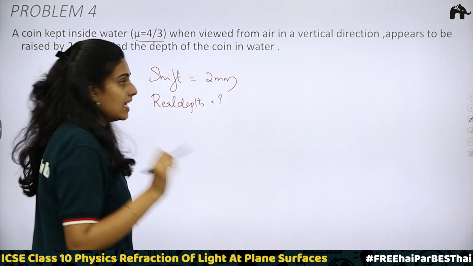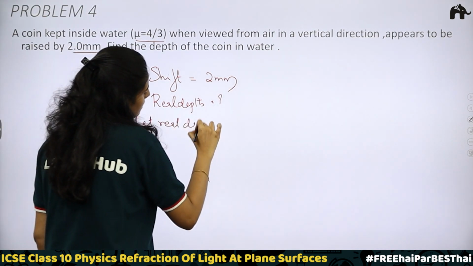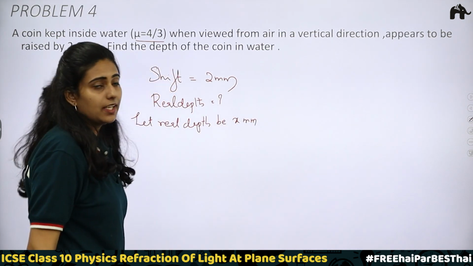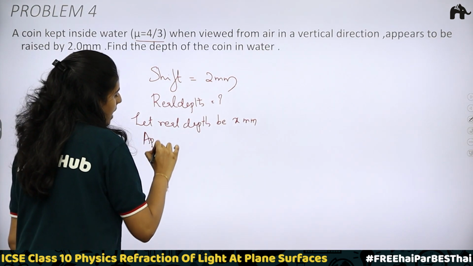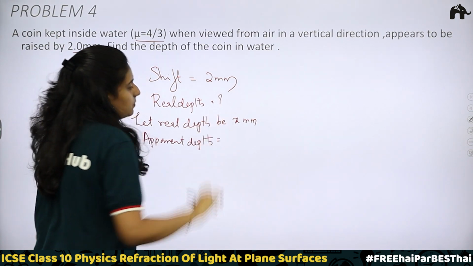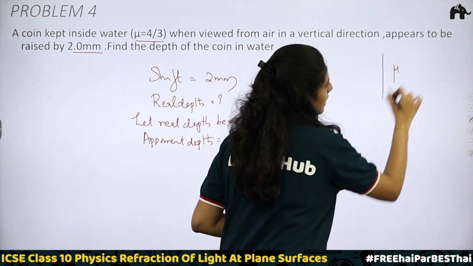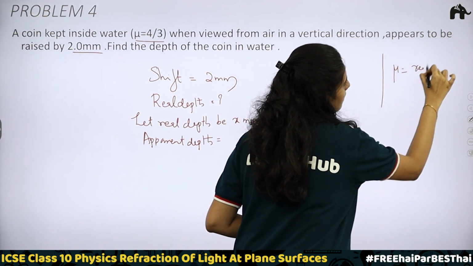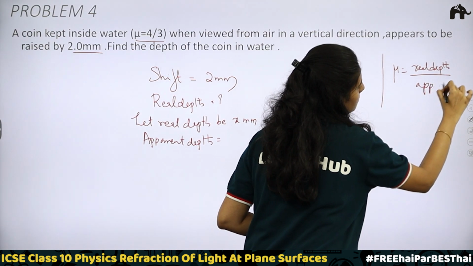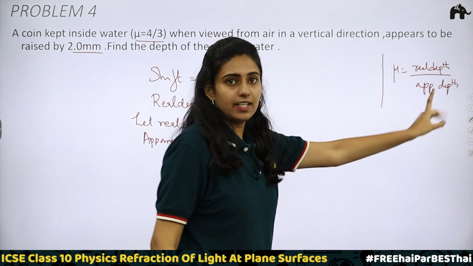Okay, let's take the real depth as x. Let the real depth be x millimeters. Then what is the apparent depth? If the real depth is x millimeter, we know the refractive index mu is equal to real depth divided by apparent depth.